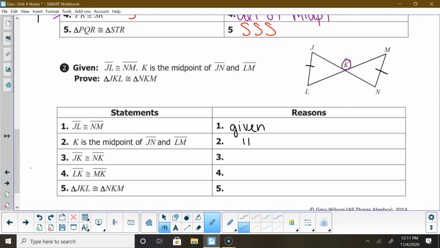Now, on this one, you've got a twofer, okay? K is the midpoint of both of these segments, LM and JN. So the first one that they start talking about is this one and this one, JK and KN. So why are those two congruent? What did I just tell you? So what do I write on this line? Yep.